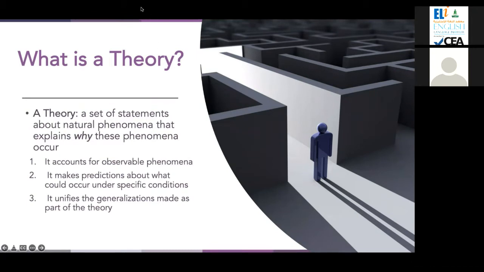It's a simplification of the idea, but I hope that you can relate that to your research. And a theory also unifies the generalizations made as part of the theory. So for example, after investigating using proper research tools, and after reaching the results and findings, you can actually make generalizations as part of the theory. So a theory explains or tells us why a certain phenomenon occurs, it makes predictions, and it unifies generalizations as part of the theory.